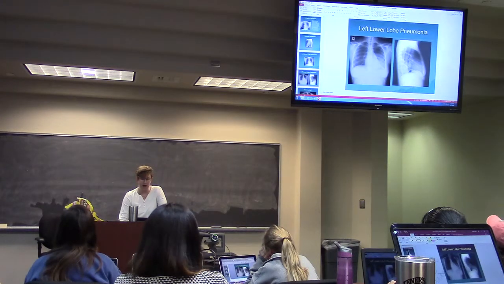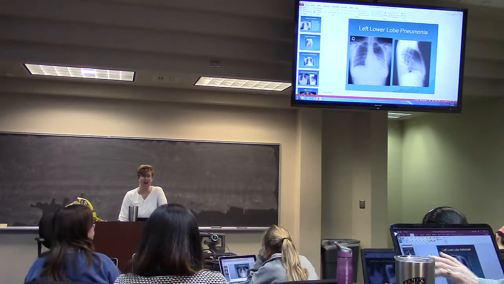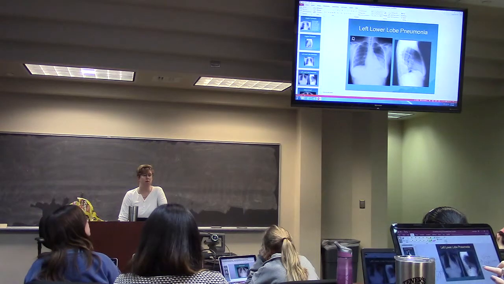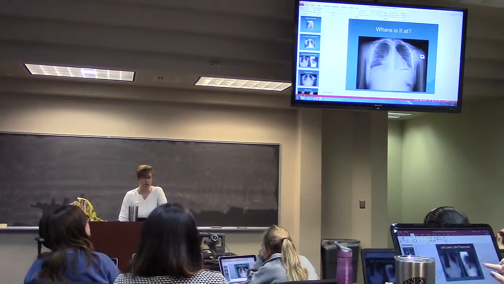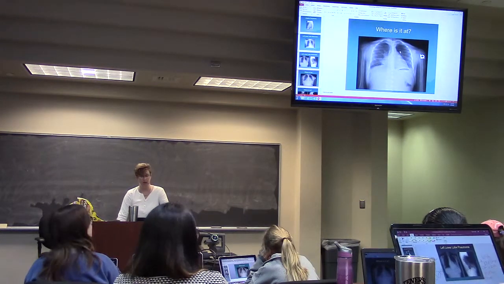I look on my lateral and I've lost the vertebral body's getting blacker and blacker and blacker. Something's sitting in that left lower lobe. Sitting behind that heart. Okay, where's it at? Just by this, what have I lost?